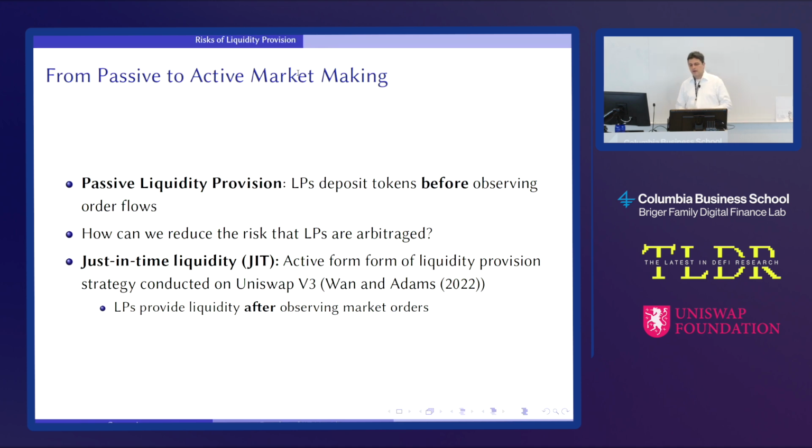Now, how can one reduce the risk that these liquidity providers are being arbitraged, like what I've shown in the previous slides? One potential solution is the just-in-time liquidity approach, which means that instead of passive liquidity provision, we now have a more active form of liquidity provision. What active means here is that liquidity providers are not depositing at the very beginning and then waiting, but rather observing the order flow pending in the public mempool of a blockchain, and then they sandwich an order with liquidity. So they decide to provide liquidity so that this order is executed, and then once the order is executed, they take liquidity out.